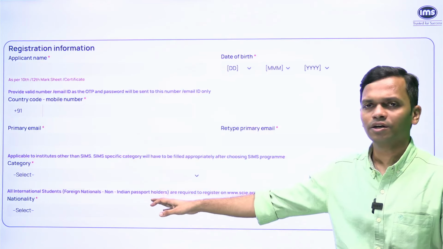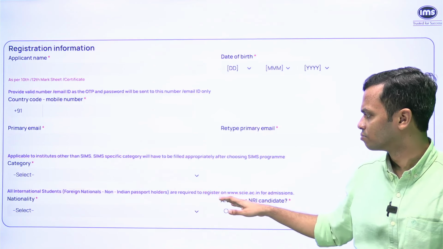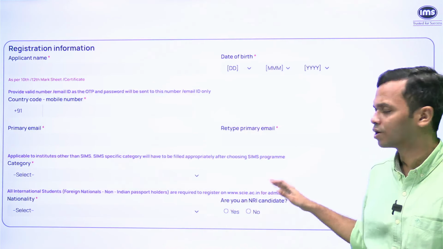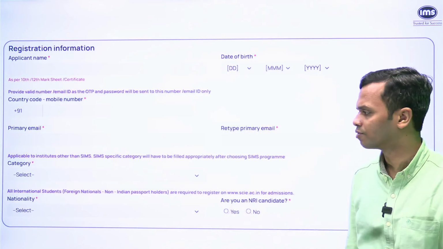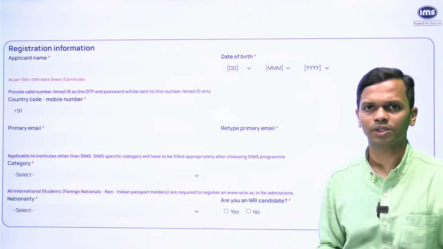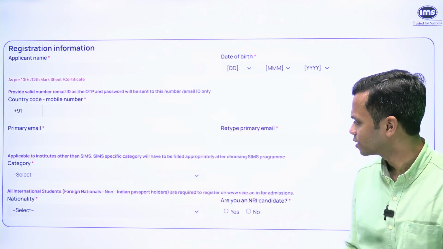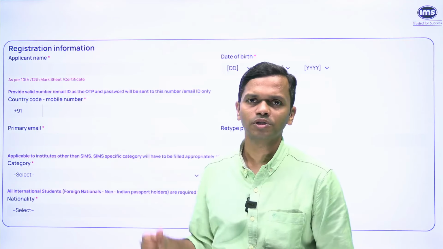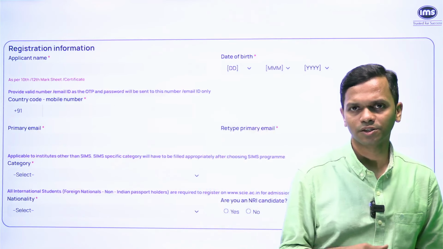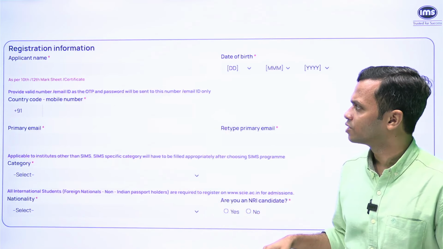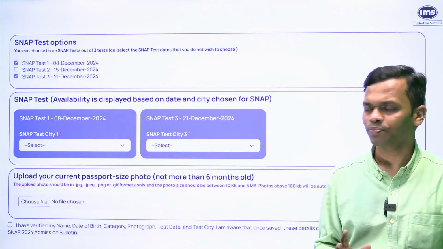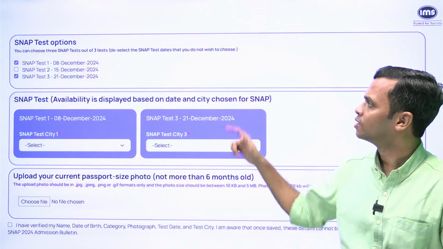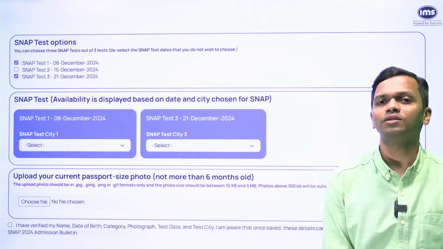And then if you are an international student, again, they have given some important points there. International students are required to register on a different website. So that is something that you will have to do. For Indian nationals, this is the website that you are supposed to use. So you select the nationality. Are you an NRI candidate? Yes, no. Whatever is the appropriate response, you can select that and start the registration process. So once you fill this information, you're going to get an OTP, right? Or rather, prior to that, you're going to select a few more things. So the first thing that you'll have to select is going to be the test option.